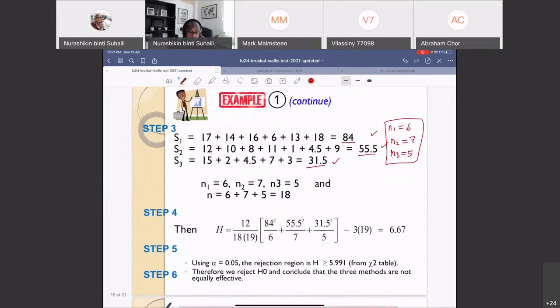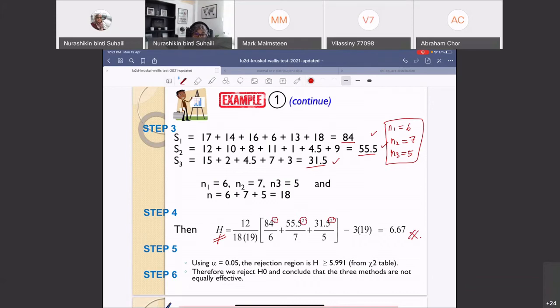Step 4 is to find the H. The formula was given just now, so you have to apply the formula and substitute the values. The values needed are Si and Ni, so that's why you have to find them in step 3. You just plug the values into the formula. Don't forget the square over here. There is a square. So the H value in this problem is 6.67. Okay, that is step 4.